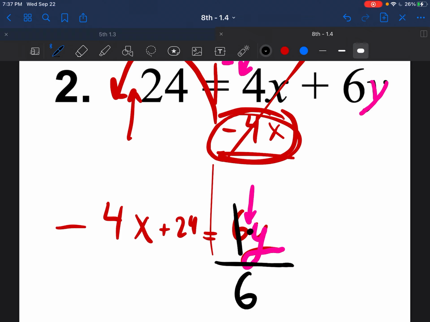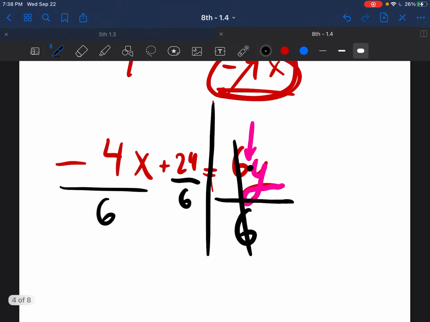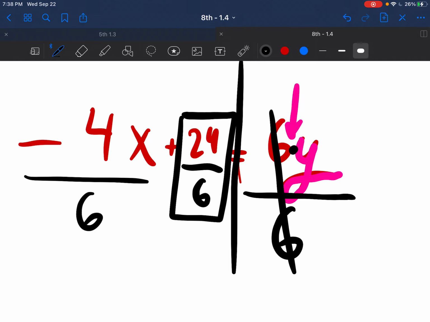So we're going to divide by 6 on this side, right? Then we're going to divide this by 6, and then we're going to divide this by 6. So let's solve this fraction first, because I think we can solve this. What is 24 divided by 6? Well, or how many times is 6 going into 24? We know that answer is 4.